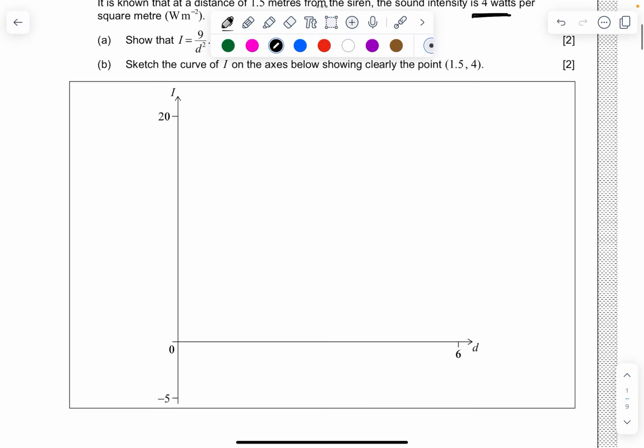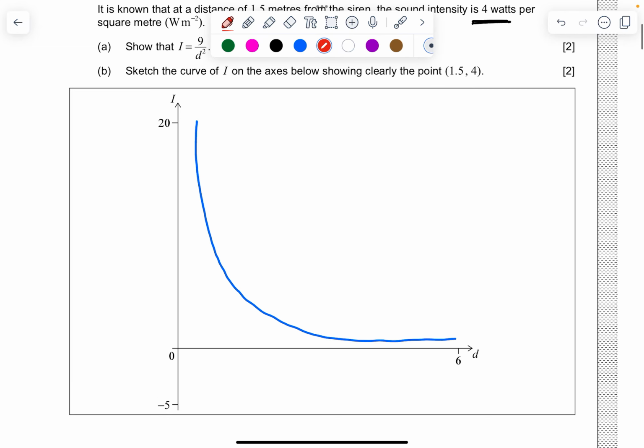Sketch the curve. When you use the graphing calculator, you should be able to get it out over here, and this line acts as an asymptote. And he told that we have the point 1.5 comma 4. So mark this point 1.5 comma 4.